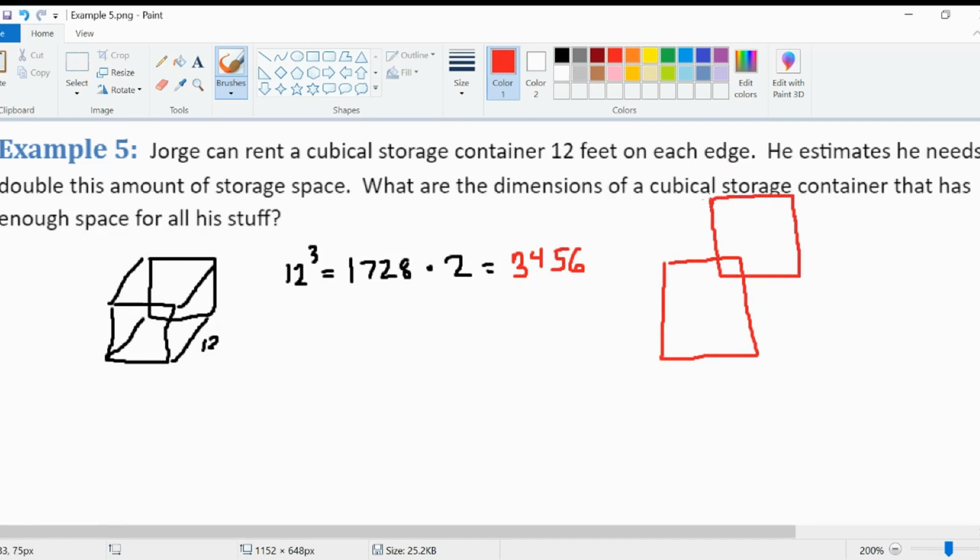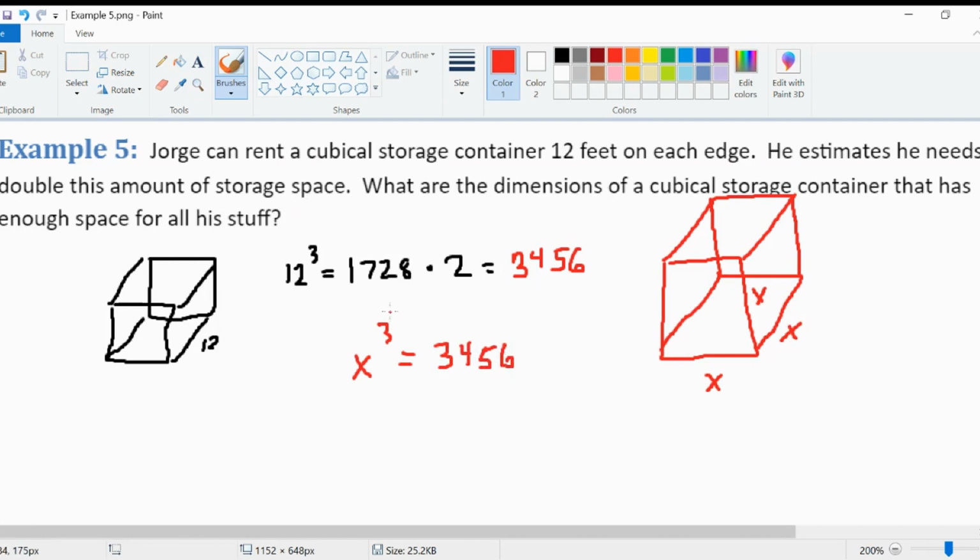So here's his new container, the red over here, and he wants it to be double the volume. Now you might just think, well, I just double all the dimensions, I'll make them all 24. Well, that is not really the case, but I do know that something has to be the length, width, and height, and all three of those need to be exactly the same. So here's kind of what we're looking at. We need x cubed to equal 3,456.